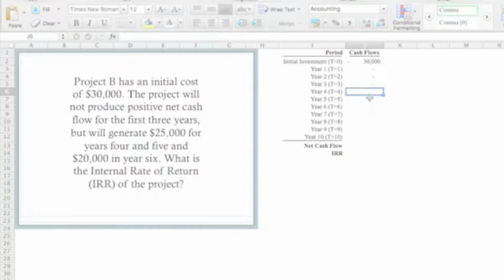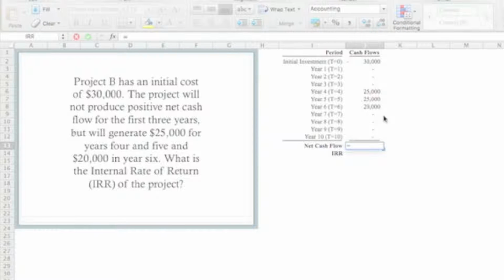For year 4, we generate $25,000. For year 5, we generate $25,000. And then we were told that in year 6, we generate $20,000. And for 7, 8, 9, 10, we don't necessarily need to enter anything, but to be consistent, we can enter some zeros in there. Excel would know either way. It doesn't add any value to leave the zeros in or take the zeros out. We'll just do it for consistency.